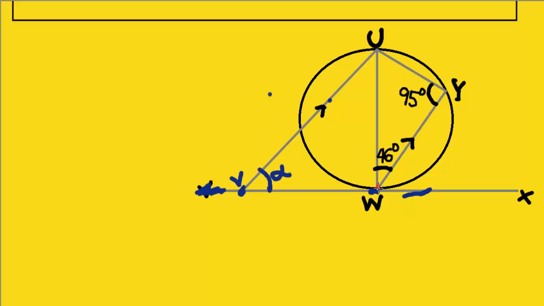So we have the configuration in disguise. It's not obvious, but you can see it's here now. And we look at the two chords, WY and UW, the ones that touch the tangent, and we consider them separately. Let's look at YW. YW divides the circle into two regions, two segments. This segment and this segment.